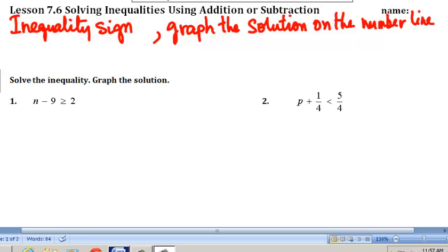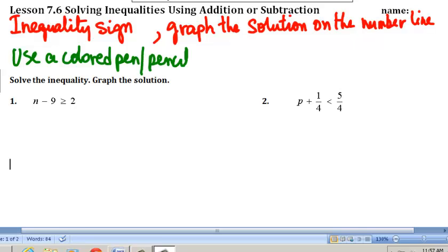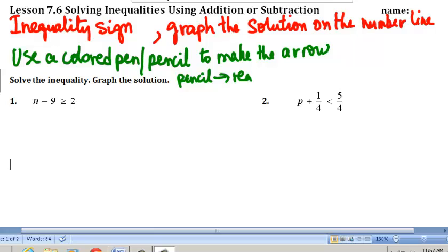And when you graph the number line, I want you to make sure that you either use a colored pencil or pen, it doesn't matter, to make the arrow on the number line. Okay? Or if you use a regular pencil, then make it really dark so that I can see what you're doing. The other thing that I want you to remember is when we did a number line, remember previously I said you had to do the 0, 1, same on both sides. In this case, we don't have to do it this way.